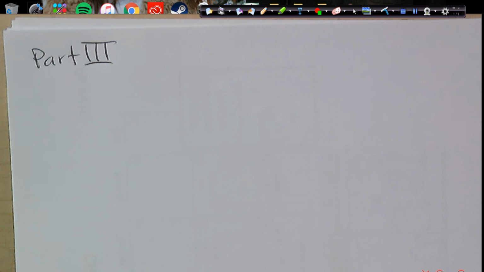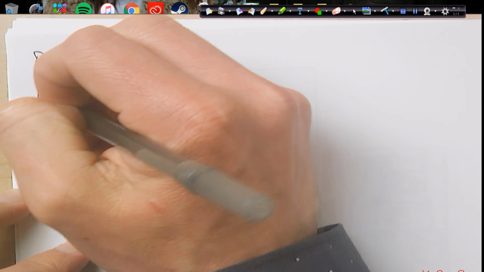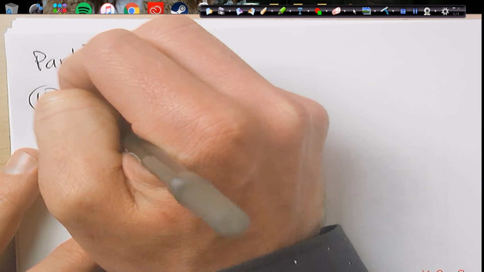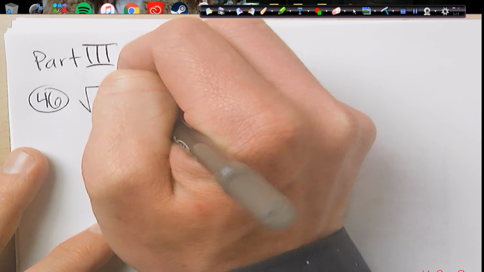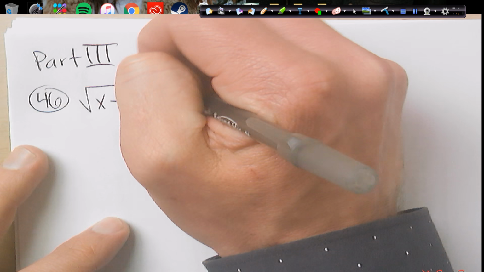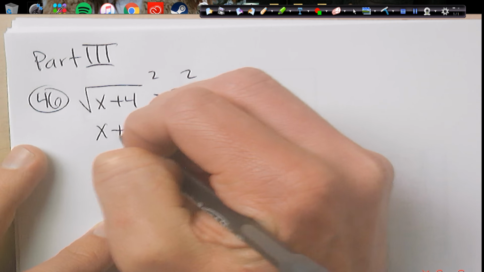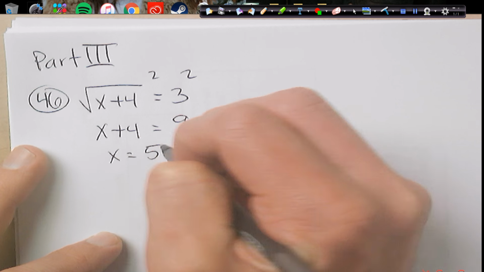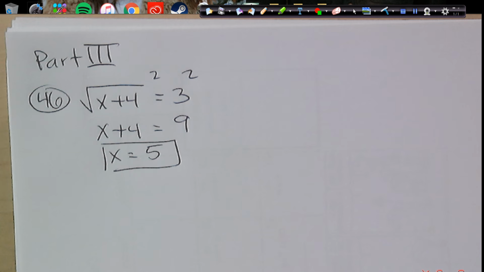Hey guys, welcome. Part 3 is underway, and let's start with our first problem, number 46. We are finding all the solutions for this. x plus 4 under the square root equals 3. To get rid of that square root, we're going to square both sides. That becomes x plus 4 equals 9, and then x will equal 5. We can check it by plugging it back in, and it would work.